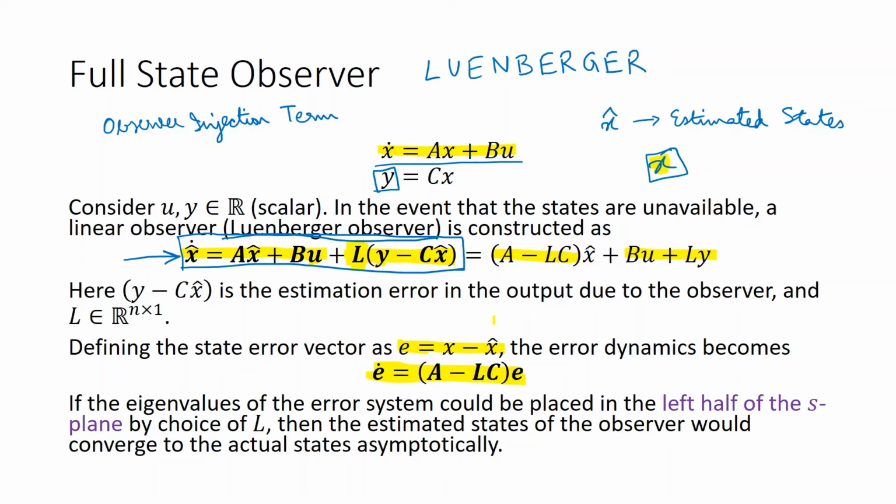In the case where we had A minus BK and we had to design K, we found out that we can design K if the system pair A, B is controllable. But here it is not A minus BK, it is A minus LC. The gain to be designed sits ahead of the system matrix C. There the gain K was sitting after the system matrix B. Here it is sitting ahead of the system matrix C. So let us see what the condition is.